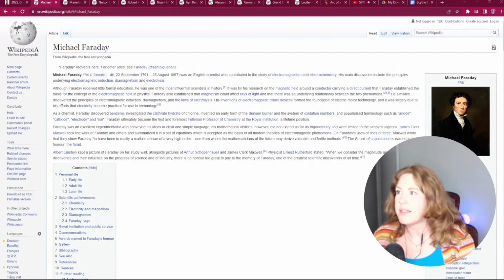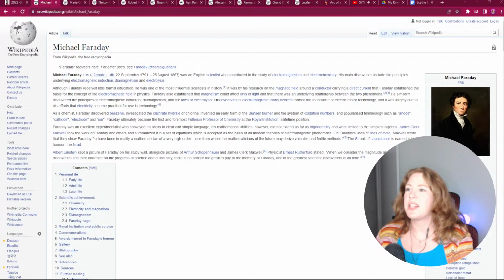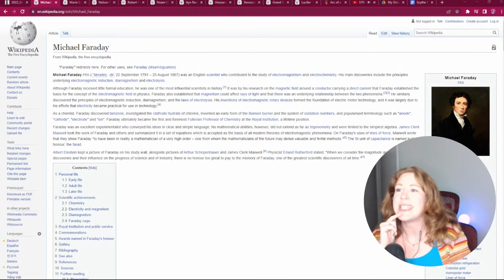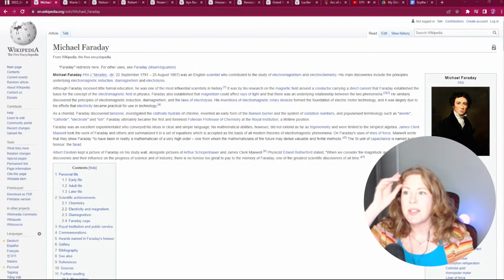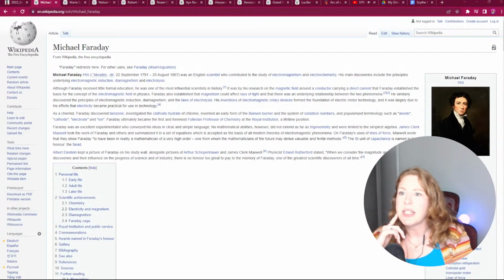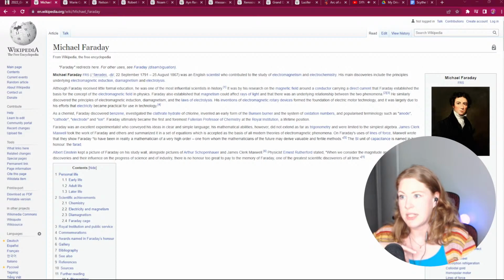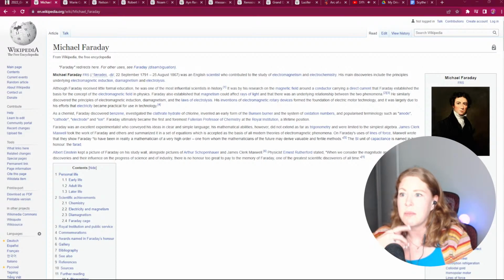It says, although he received little formal education, he was one of the most influential scientists in history. It was by his research of the magnetic field around a conductor carrying a direct current that Faraday established the basic concept of the electromagnetic field in physics. He also established that magnetism could affect rays of light and that there was an underlying relationship between the two phenomena.